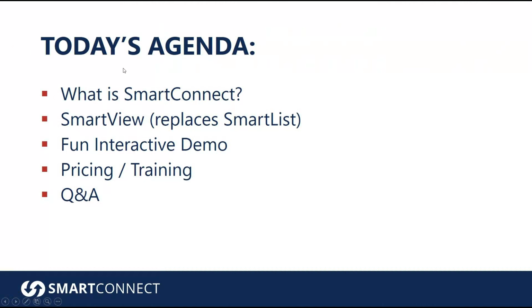Okay, so we're going to take a look at SmartConnect, just a high-level example. We're not going to go too in-depth. We're also going to take a look at SmartView, and I want to show you a few different things in terms of the differences between SmartView and SmartList. And then we're going to have a fun interactive demo, so I'm going to need your participation and help. Pay close attention, and I'll let you know when that comes. And then we will talk about some additional pricing resources that are available to you as well.